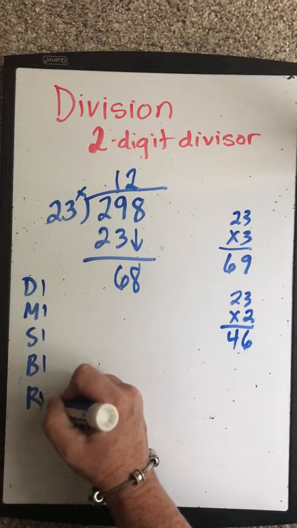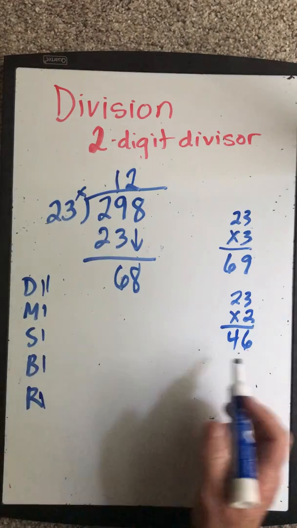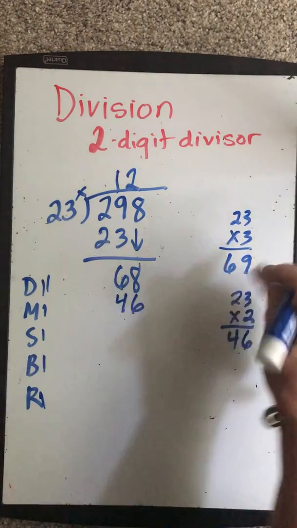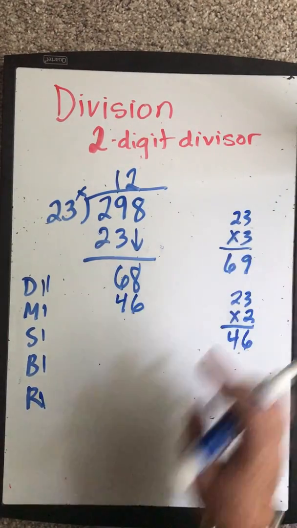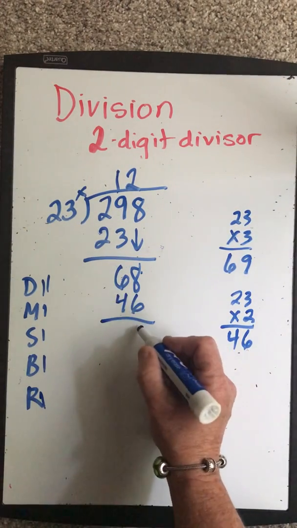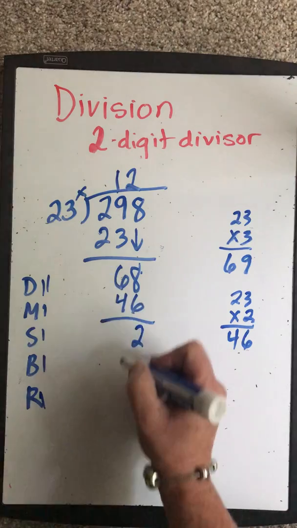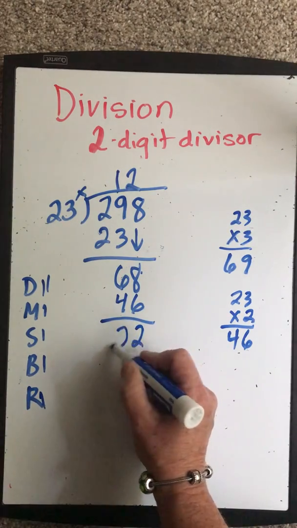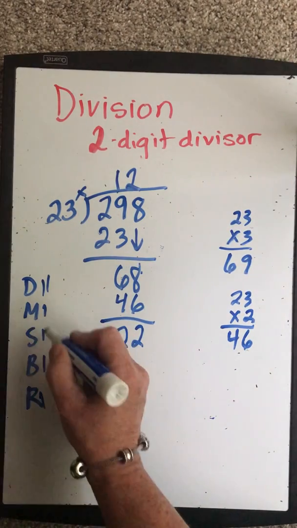So let's see, we divided. Now we're going to multiply. We already have that figured out. Never erase these when you're working your division. You may have to go back to them. 8 minus 6 is 2. 6 minus 4 is 2. Okay, so we just subtracted.